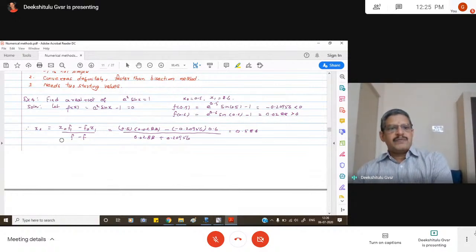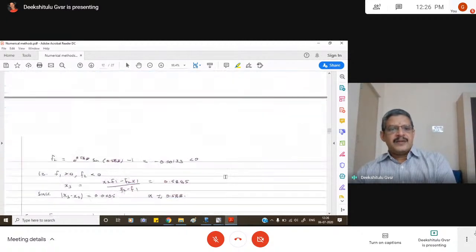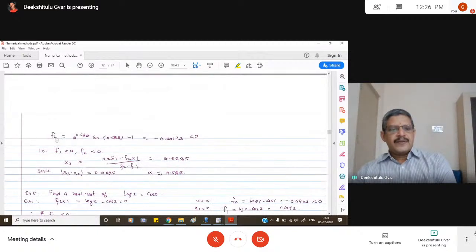So x2 is equal to, if you apply this formula, (x0 f1 - x1 f0)/(f1 - f0). This is f1 minus f0. So we put these values here, we get 0.588, and then find the value of f at 0.588, that is called f2, which is less than 0. So f1 is greater than 0, f2 is less than 0.